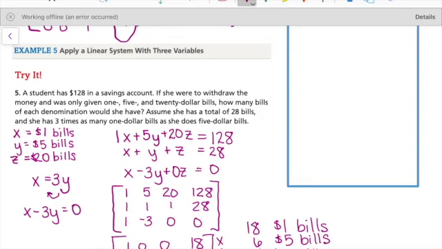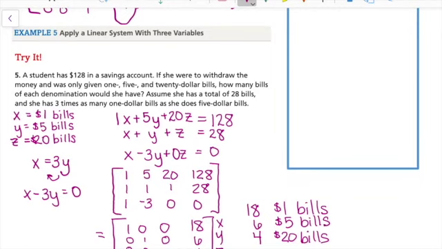Okay, so does that add up to 28? It sure does, 18 plus 6 plus 4. Is that $128? So 4 times 20 is 80, 6 times 5 is 30, 18 times 1 is 18. Add those together. Sure enough, you do get 128. Does she have 3 times as many $1 bills as $5 bills? Yes, 18 is 3 times as much as 6. So all of this fits without having to play the guess and check until it's right game.